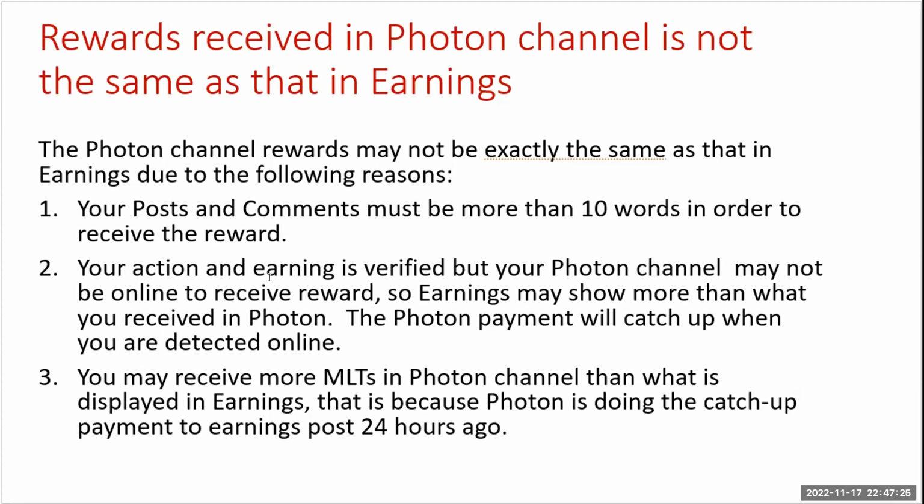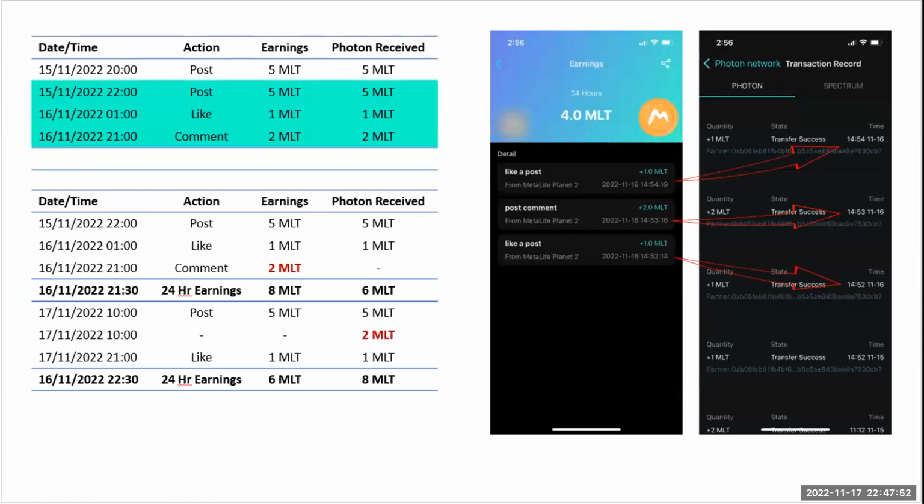So I mentioned that a little bit. All right. So the token in the Photon channel may not be the same as that in the earning. It may not be one-to-one, and I'm going to tell you why later on. Anyway, we're going to post this so you can read the notes, but let me show you why. This requires a little bit of animation, so hold on.